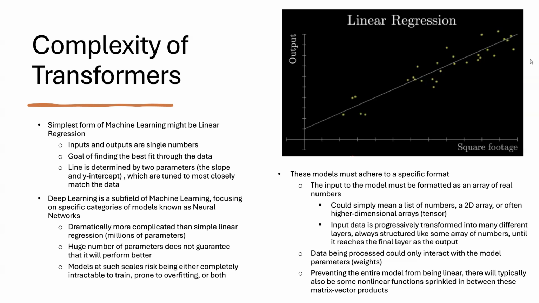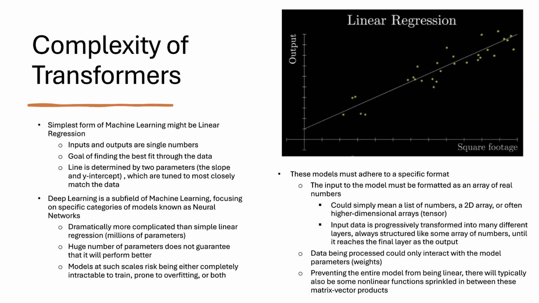Now, deep learning, which is what we've been discussing, is a subfield of machine learning, focusing on specific categories of models known as neural networks. They're dramatically more complicated than simple linear regression as they contain millions of parameters. But keep in mind that a huge number of parameters does not guarantee that it will perform better, as these sorts of models risk being either completely intractable to train, prone to overfitting, or both.